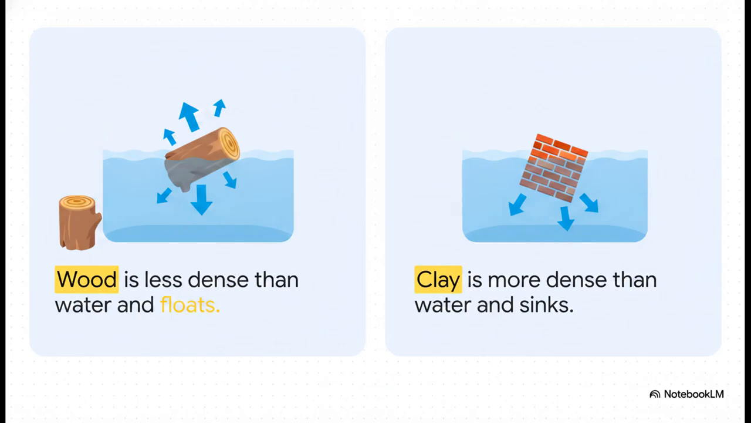On one side, we have wood. It is less dense than water, therefore it floats. On the exact opposite side, we have clay. It is more dense than water, therefore it sinks. The magic words to remember here are dense and volume. अगर material dense है, compared to the volume of water, it's going to sink.